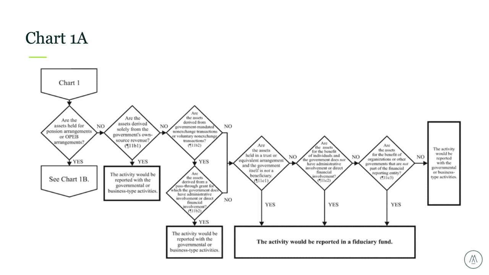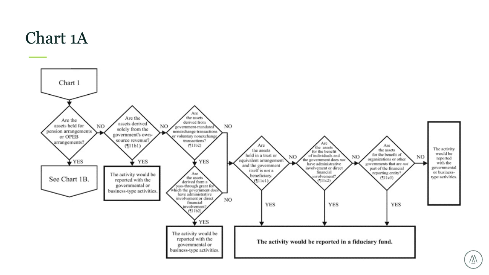And you can see that they're the same three questions that conclude on Chart 1, and really understanding what those assets are to be used for, and who's going to benefit from them. Are they held in a trust? If all the answers to those are no, then you're going to end up reporting these in your governmental or business type activities. Otherwise, these are activities that would be reported in a fiduciary fund. And as I mentioned, we'll walk through an example that will come back to these charts and kind of walk through a scenario to show you how that all plays out.